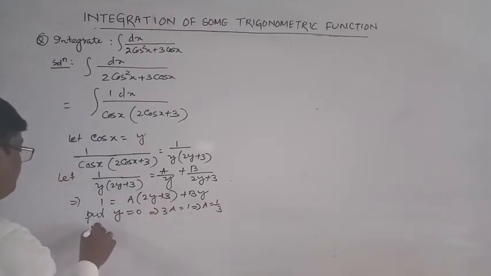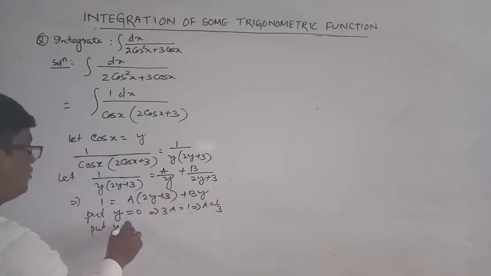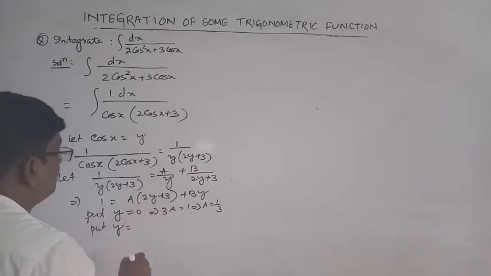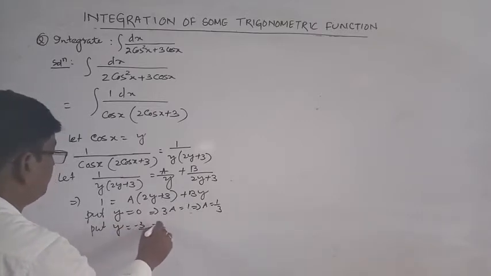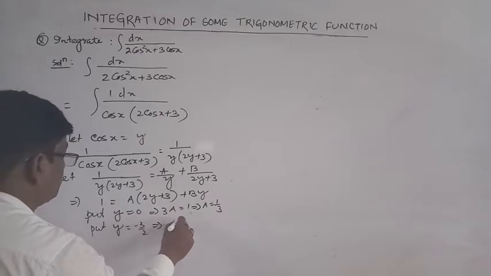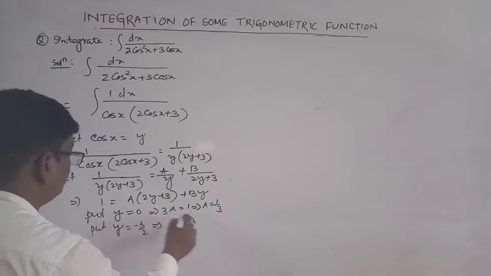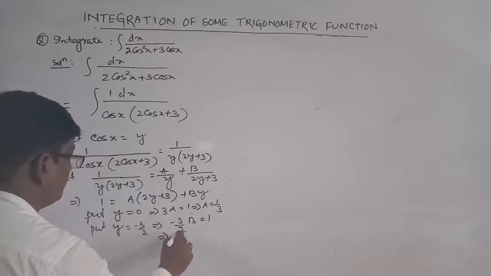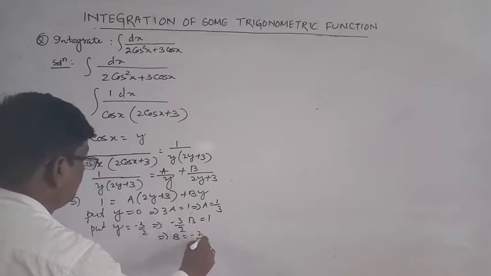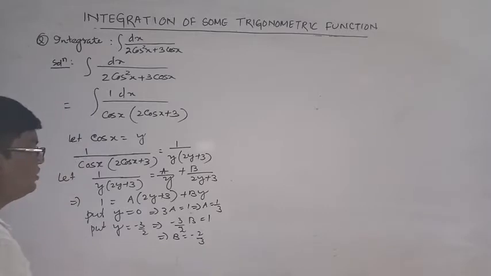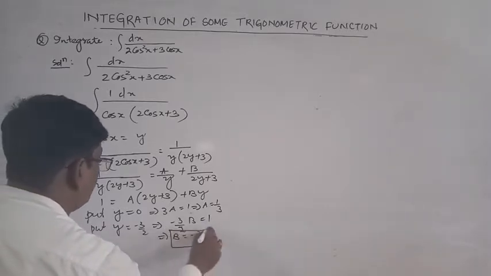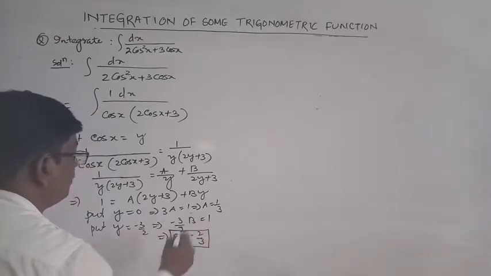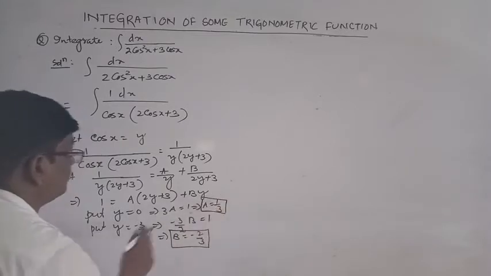Now put y is equal to minus 3 by 2. That implies minus 3 by 2 into b, this is 0, is equal to 1. So b is equal to minus 2 by 3. This is the value of a and this is the value of b.